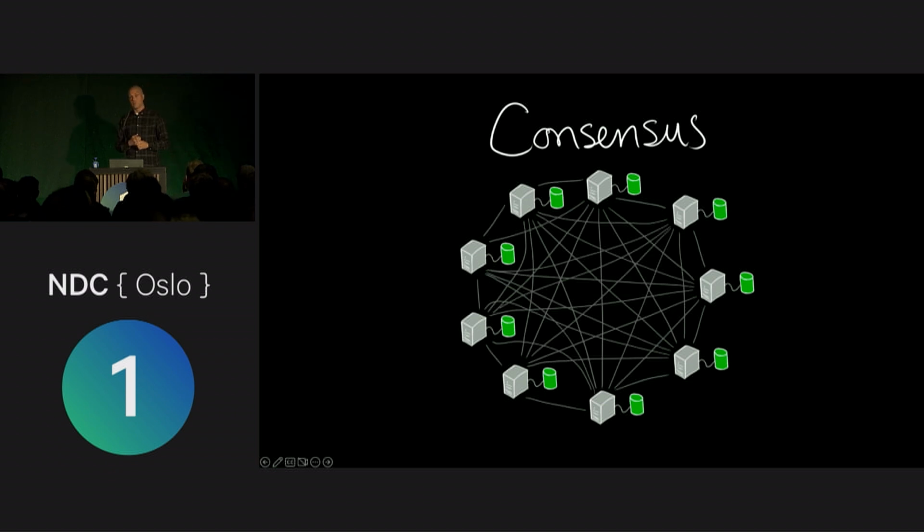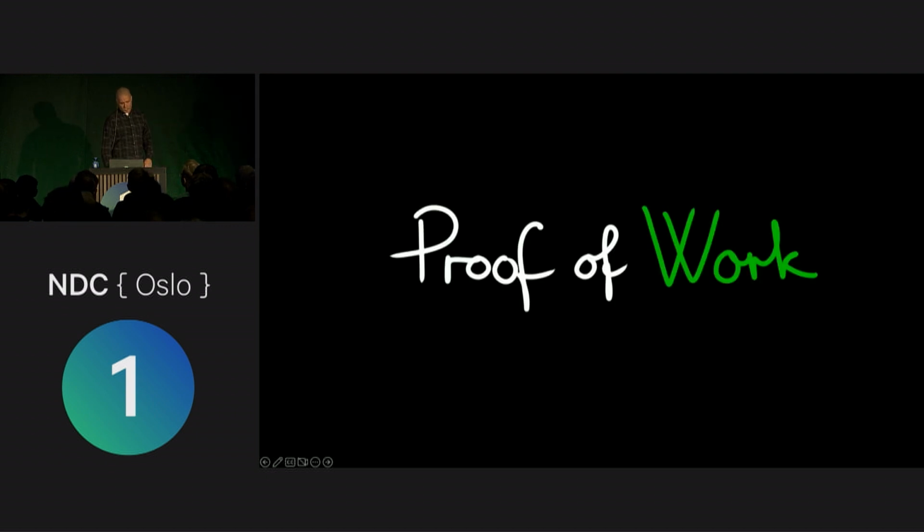We have the classical algorithms, but those have a couple of constraints that are not good for us in this kind of crypto blockchain world. And that is that every node has to know every other node, and also every node has to talk to every other node. So this only scales so far. So we can't use that.